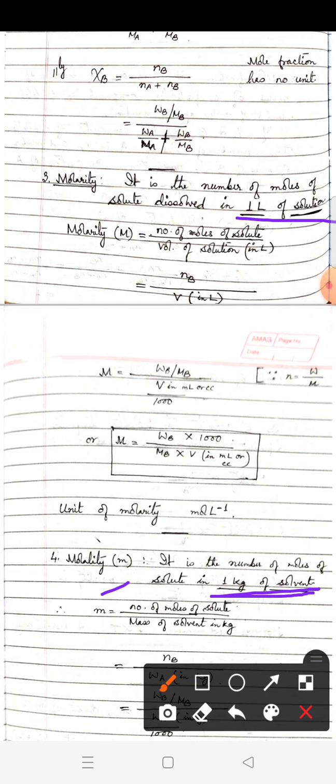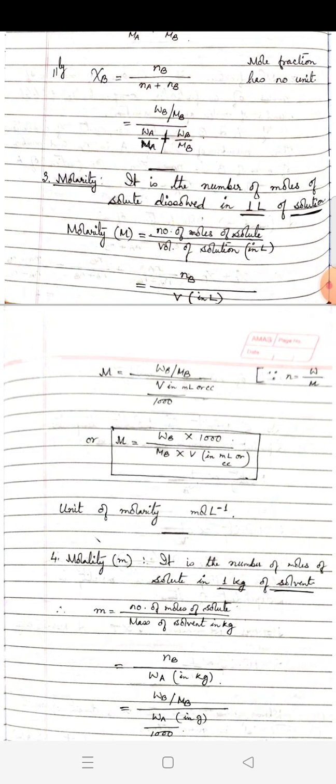So when we replace it by the symbols or express it in the form of formula, it is number of moles of solute divided by mass of solvent in kg. So when we replace the formula number of moles of solute, we write Nb.